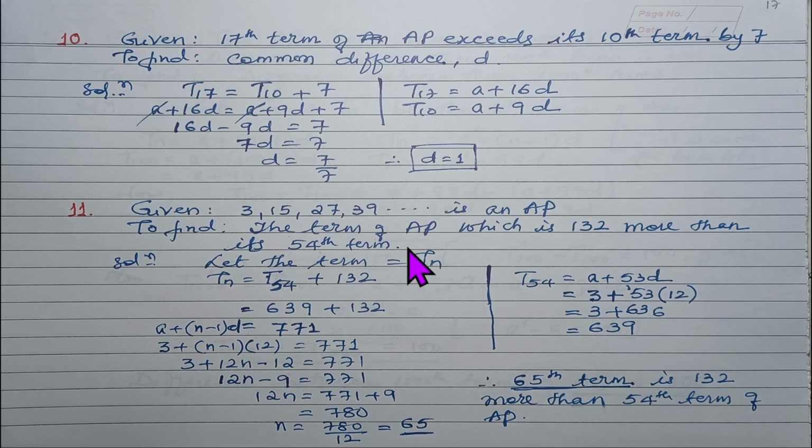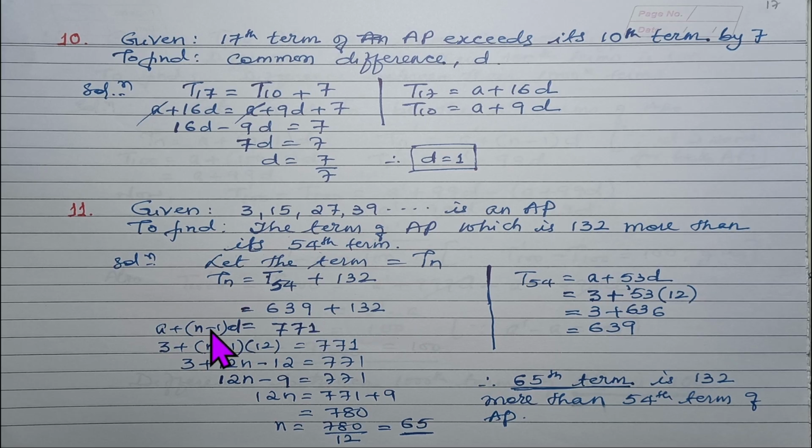Let the term be Tn. That means the nth term must be the 54th term of the AP plus 132. So let us go for finding the 54th term first. T54 is equal to a plus 53d. We know a is equal to 3. We know d is equal to 15 minus 3, that is 12. 3 plus 636, and that is 639. So we have got the 54th term as 639. So substituting here, 639 plus 132, that is 771.